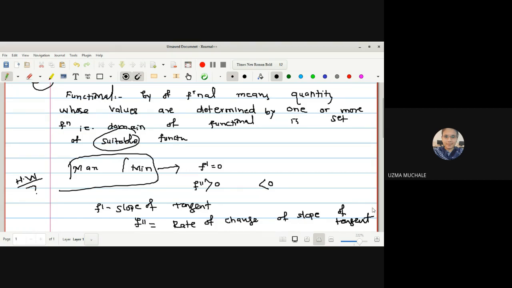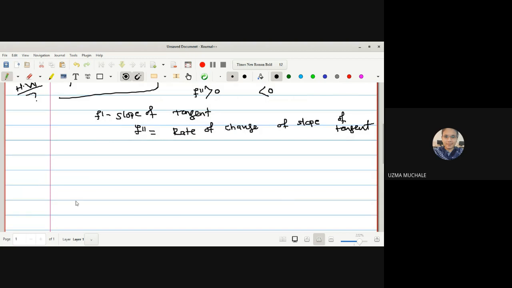By how much rate the slope of a tangent is changing, that will be described by f double dash. And hence, we say that if f double dash is greater than 0, then it is minima. And if f double dash is less than 0, then it has a maxima. The complete figure can be described by this one function.